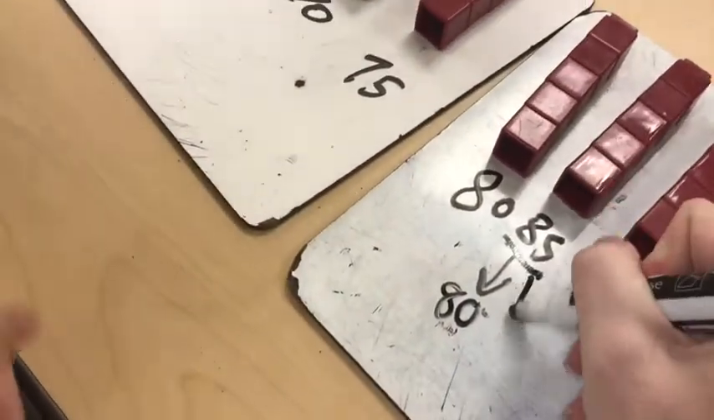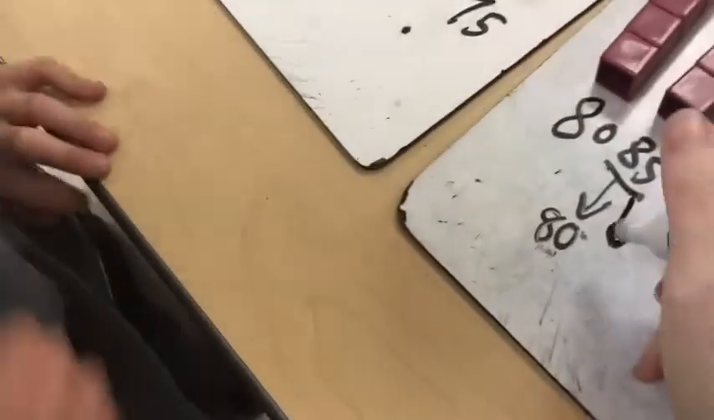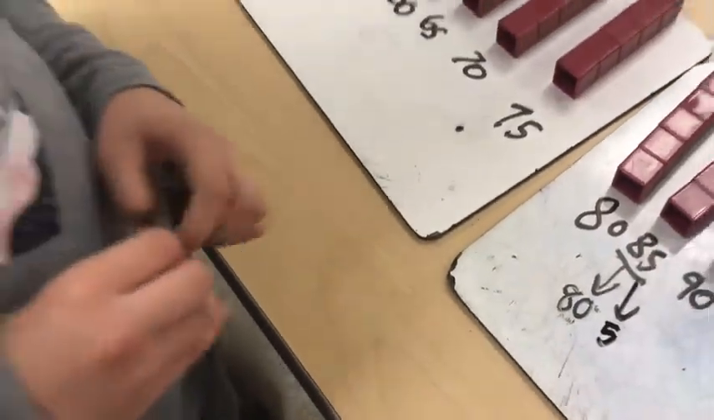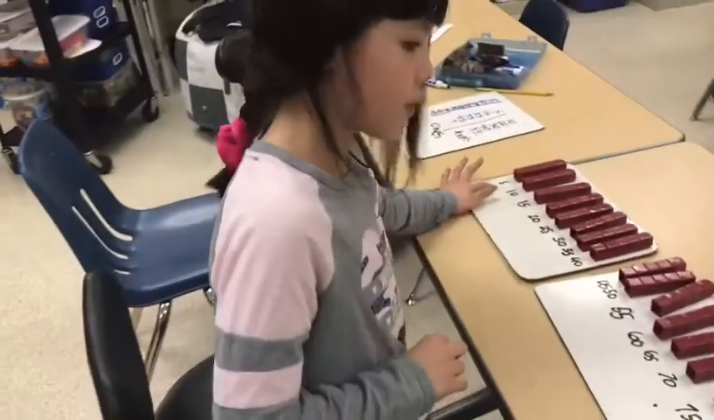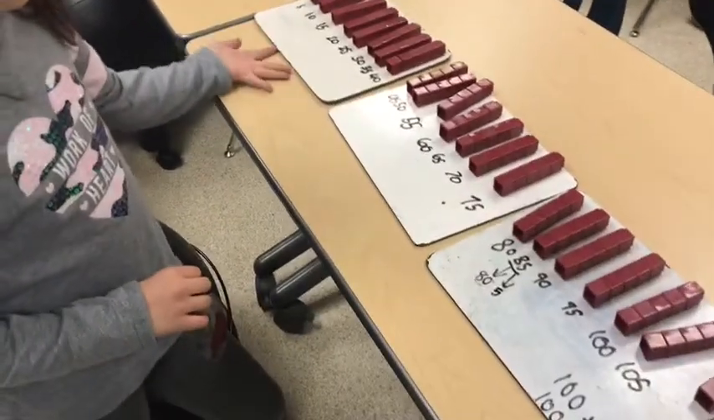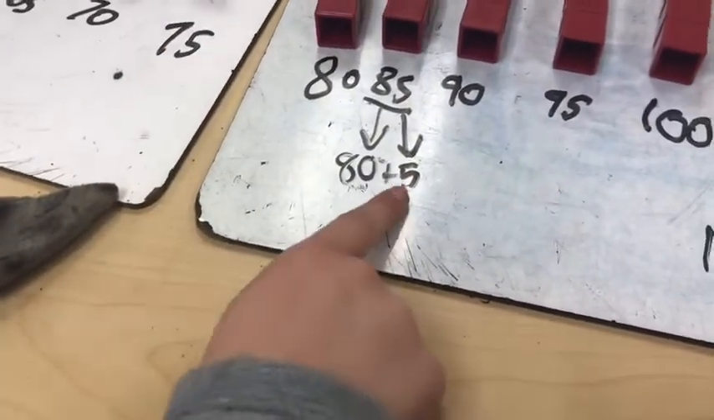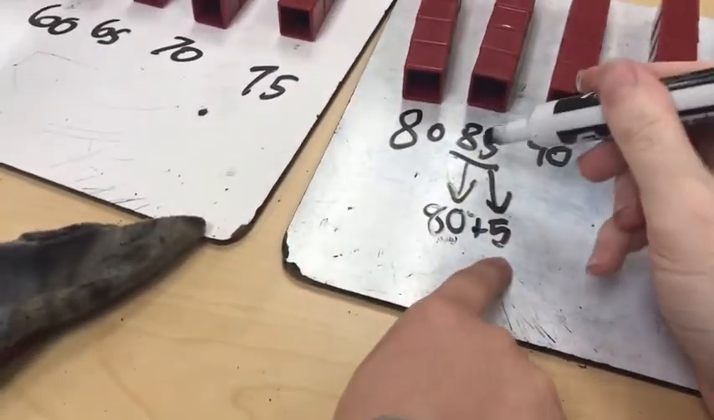What about that 5? What's 5? How do you know it's 5? 5 because over here we have a 5. Is that 5 tens or 5 ones in 85? 5 ones. So when I'm looking at the number 85, 85 just means 80 plus 5, right? Yeah, these mean the same thing.